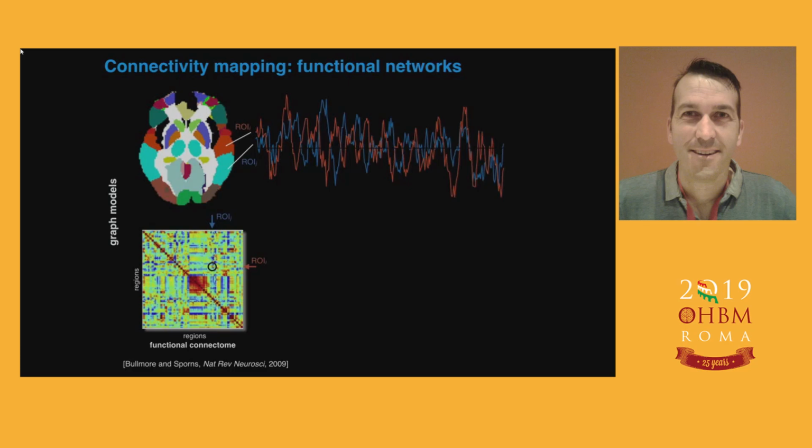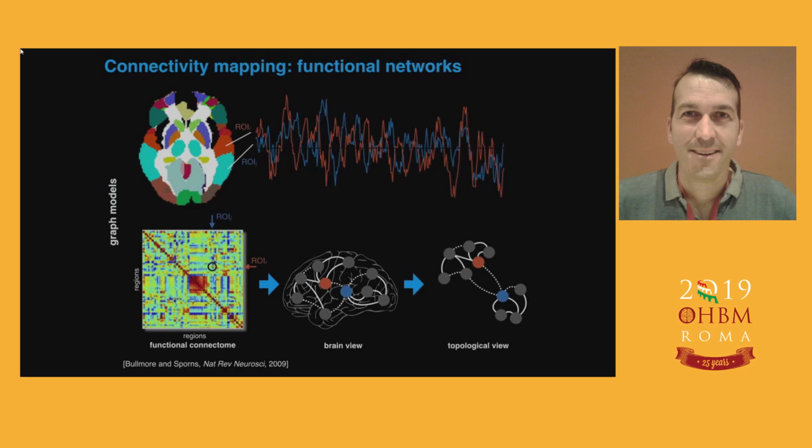And we like to look at that from a graph perspective, which means that we can identify nodes with the brain regions and edges with those functional connectivities. And we can look at that in the physical embedding of the brain, or more interestingly, usually, in a topological view, which can reveal organizational principles in terms of clustering, modularity, and so on.